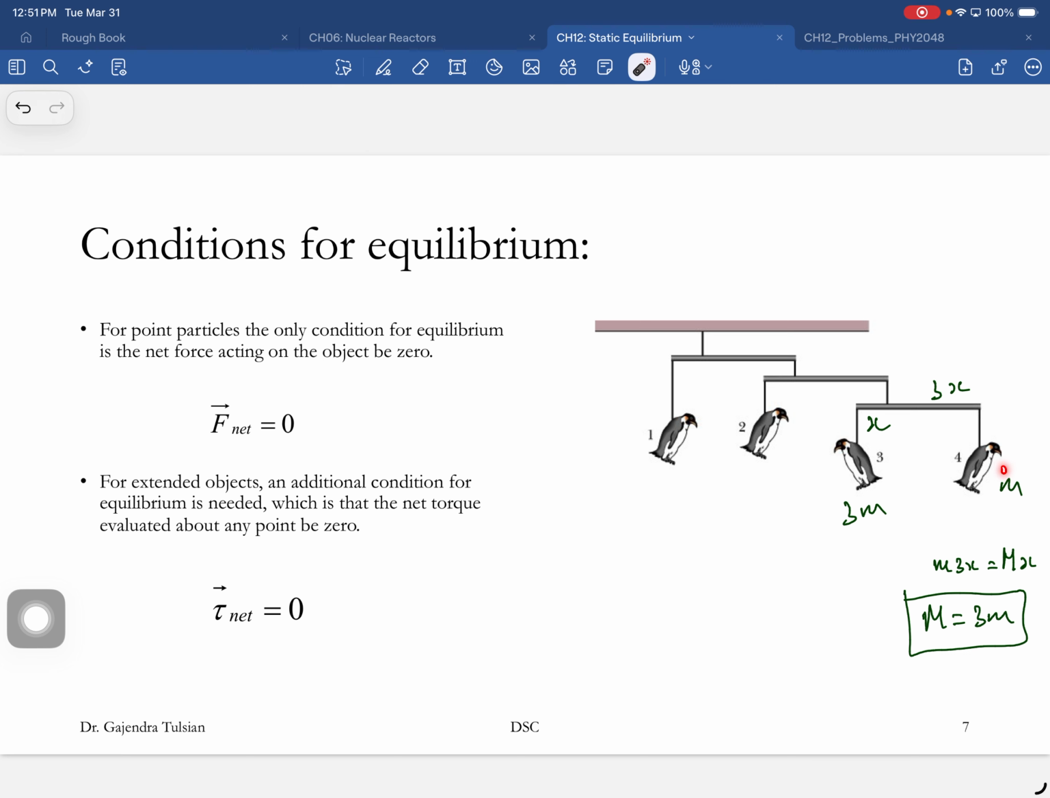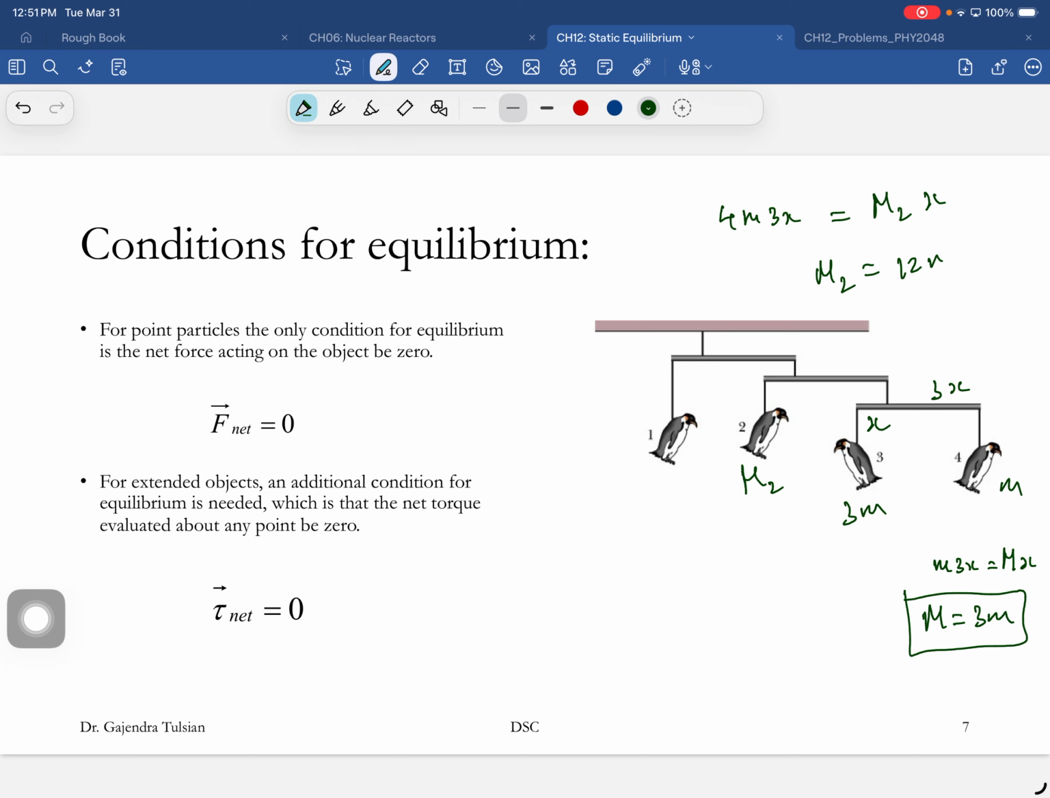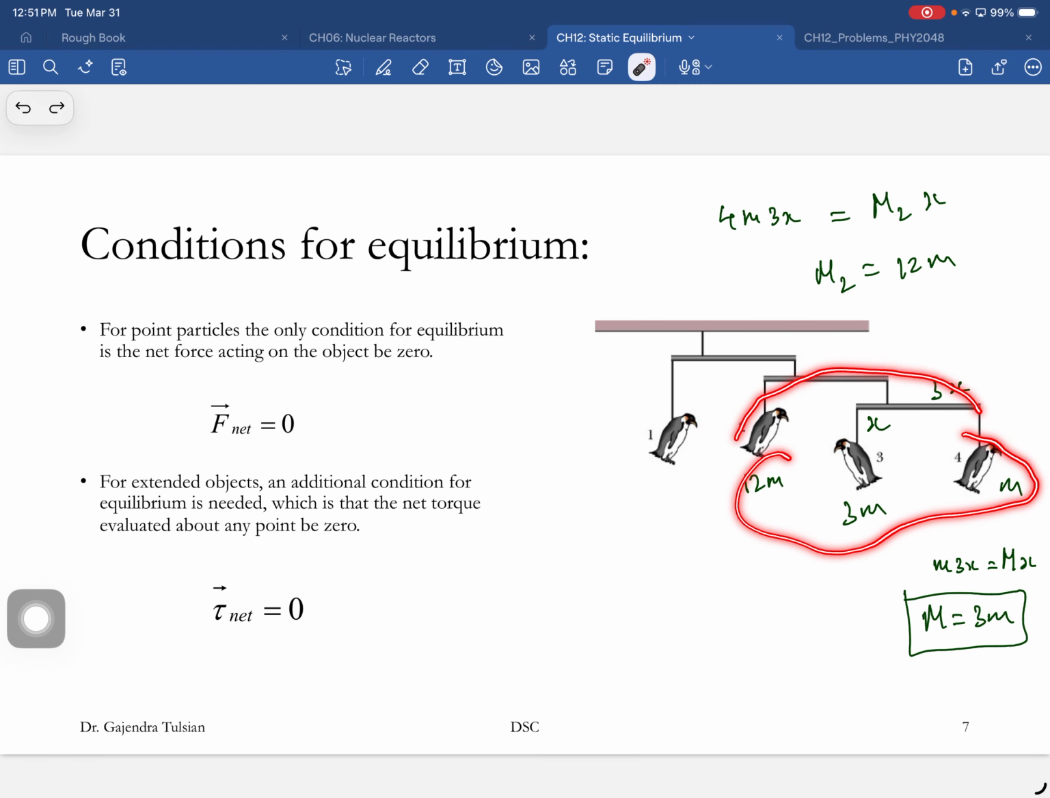Now this whole thing weighs 4m. So 4m times 3x should equal m2 times x. So m2 is 12m. Now, how much does this whole thing weigh? 4m plus 12m is 16m. This thing weighs 16m.